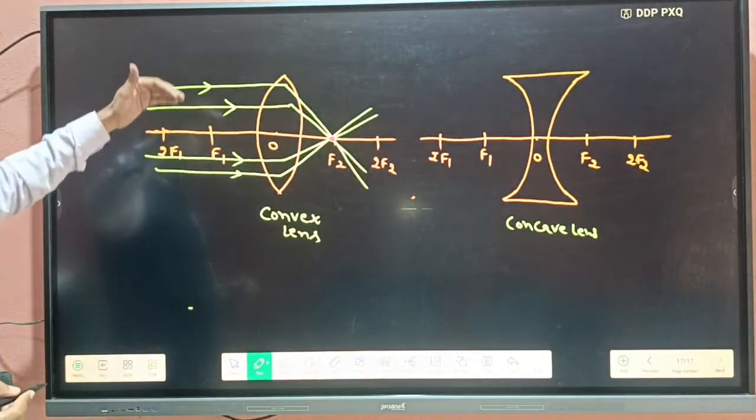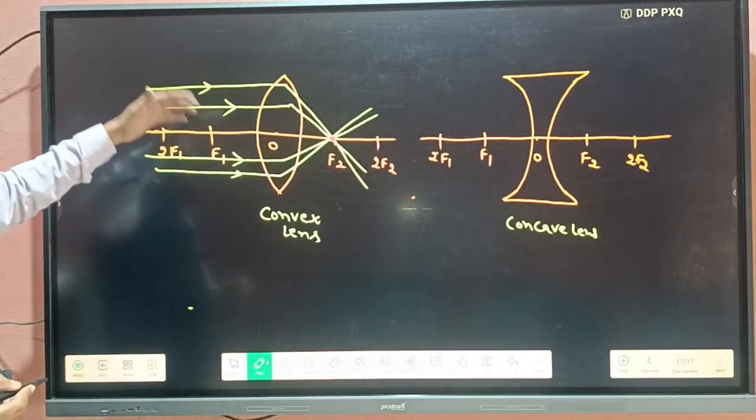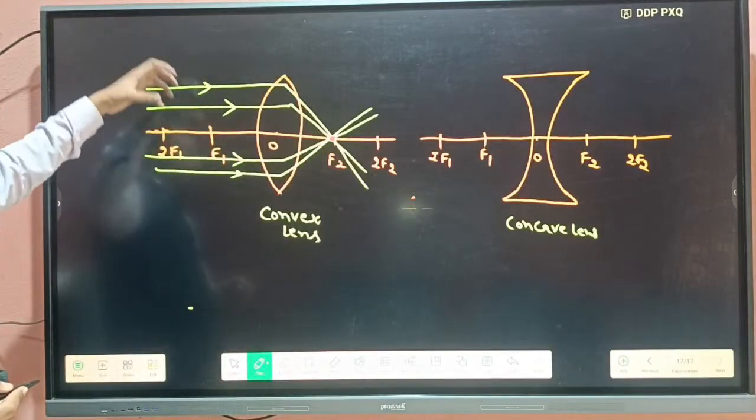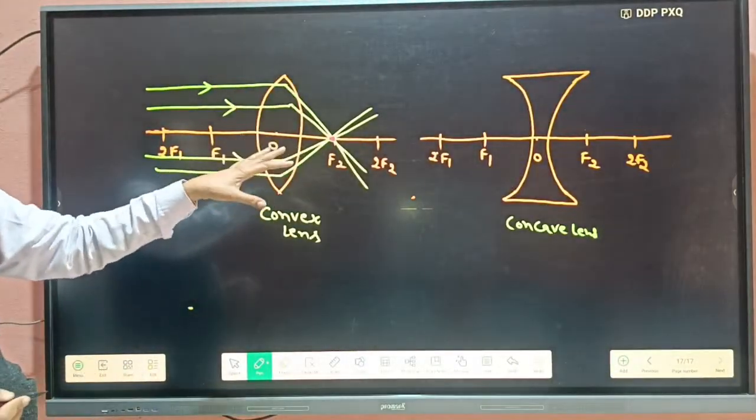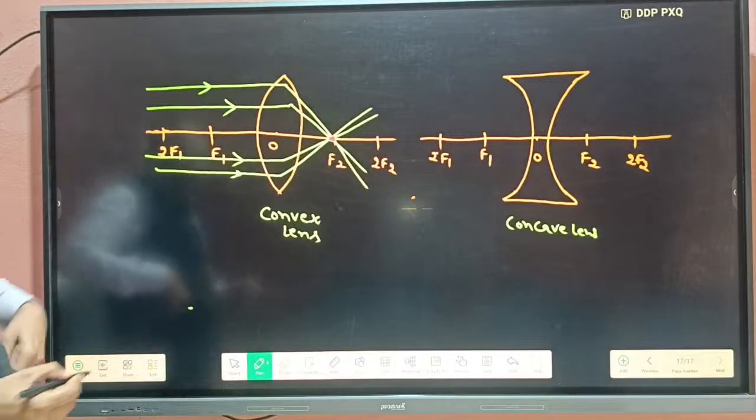So that is why we call this lens a converging lens, because when all parallel beams come, they pass through a common point. That common point is known as the focus. So that is why this is known as the converging lens.